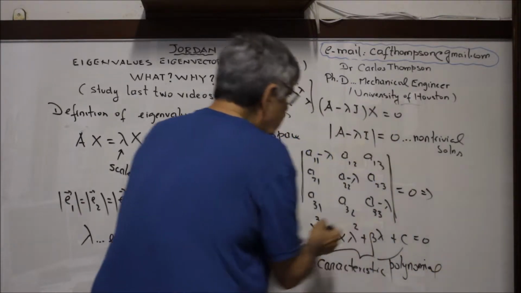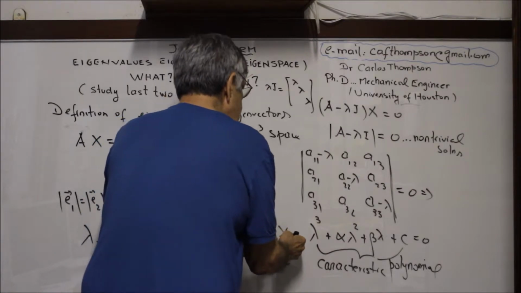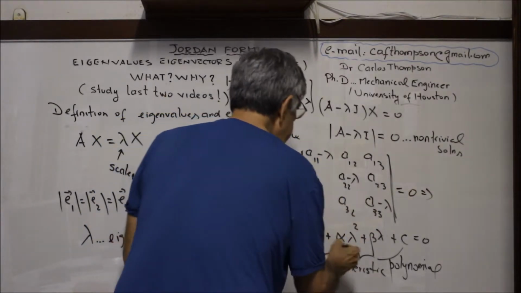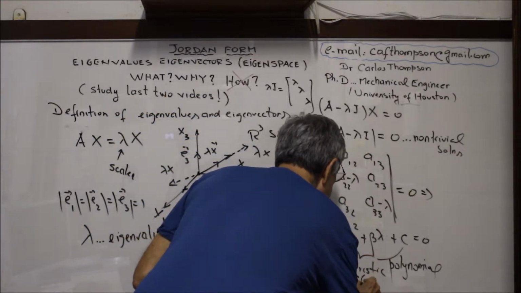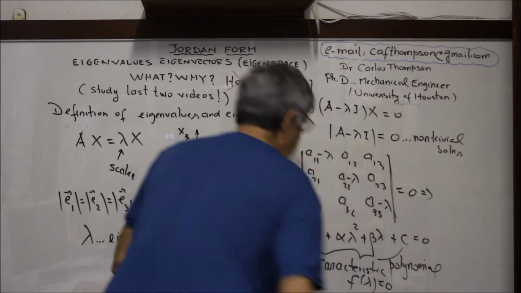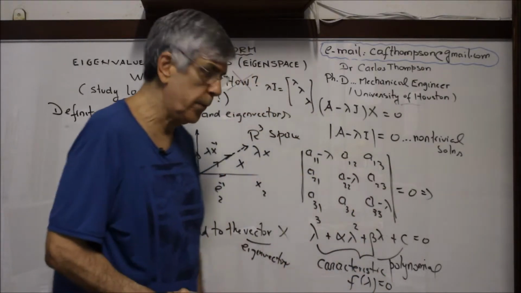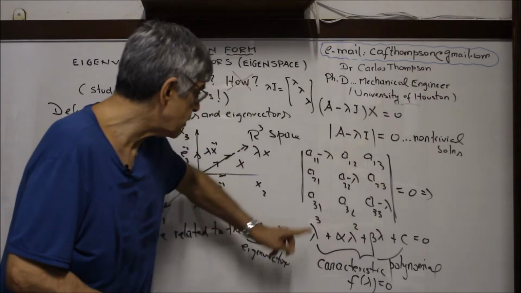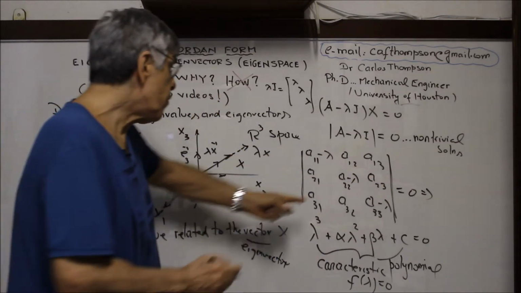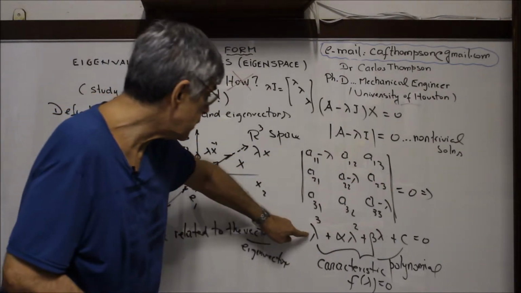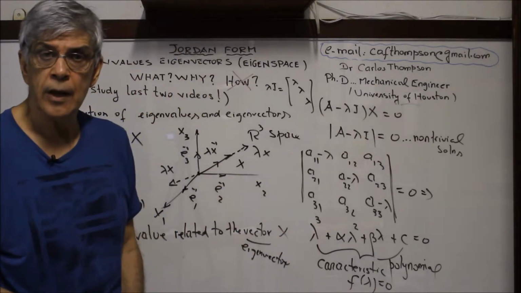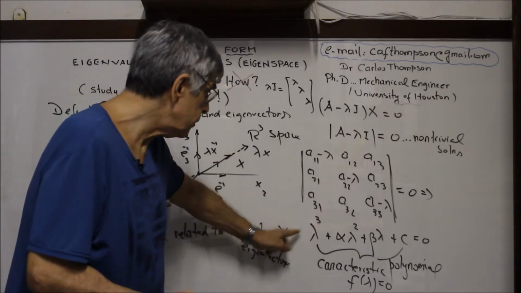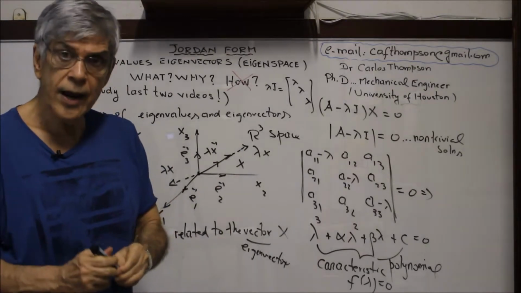I used to write this here as f of lambda equal to 0. This is the characteristic polynomial. We can see here that it's of third degree. If I have a 4 by 4 matrix, here is lambda to the power 4. If I have 2 by 2, it's lambda squared.